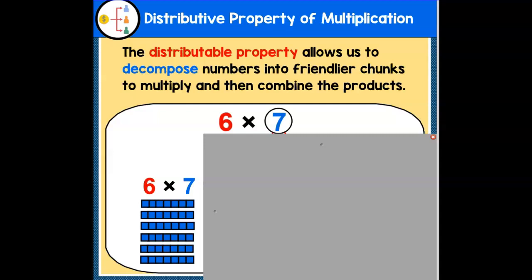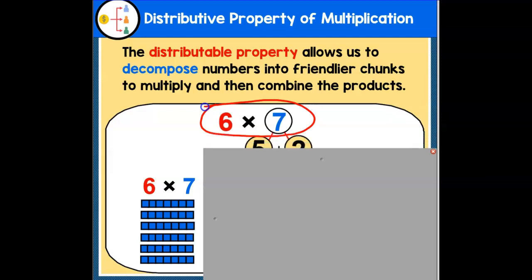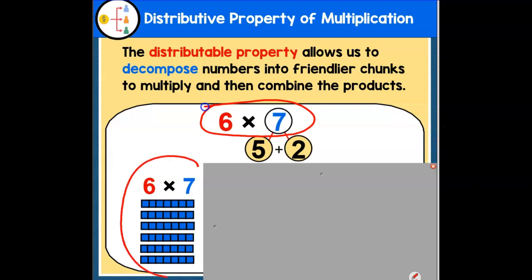And the distributive property allows us to decompose numbers into friendlier chunks to multiply and then combine the products. So this is a property we use all the time to make doing mental math easier. So let's look at an example down here. If I have 6 times 7, or 6 groups of 7, if I don't know my 7s, I could think about decomposing my 7s into maybe a 5 and a 2. Because I do know my 5s, counting by 5s we've all agreed was really easy, and doubling things is really easy. So I could look at my problem over here, 7 groups of 6.